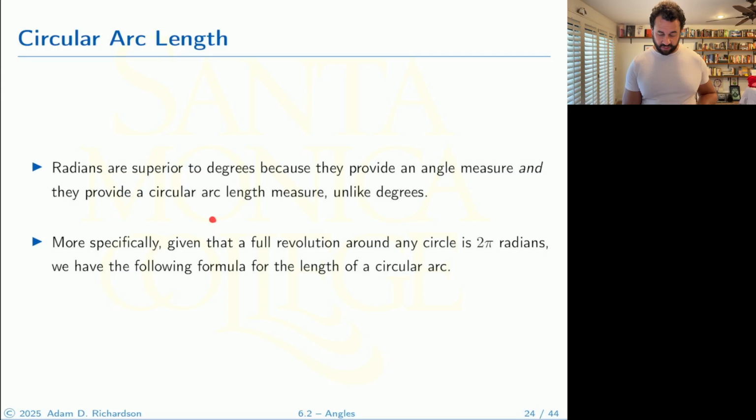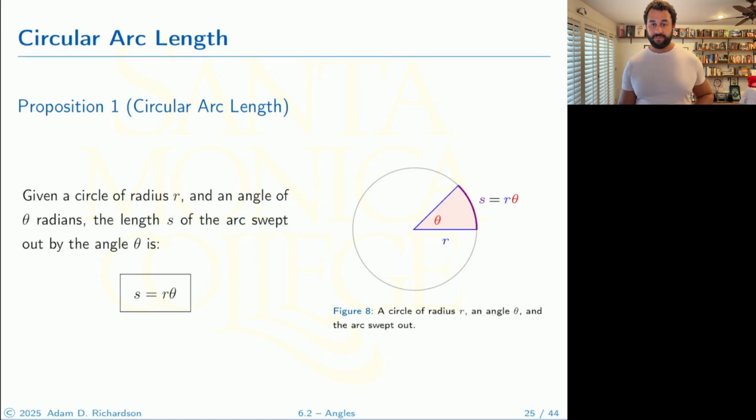So, more specifically, since we know that a full revolution around any circle is 2 pi radians in angle measurement, we get the following formula for the length of a circular arc. Check this out. If we've got a circle of radius r, and we sweep out an angle of theta radians, then the length of that arc is simply r times theta. We use the letter s to denote the length. You'll understand more why we do that when you get into calculus. But the length of that circular arc is just the radius times the angle.